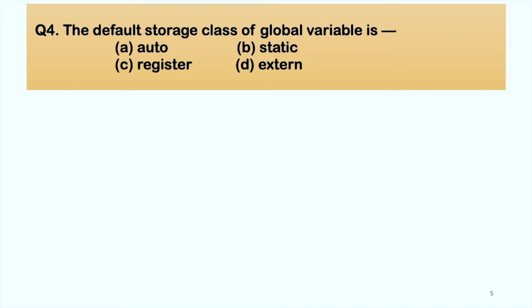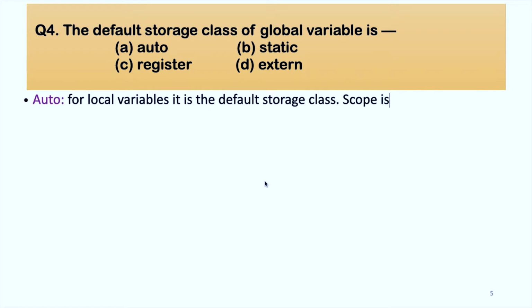This is very important, and many questions come from this part of C, basically the storage classes. There are basically 4 storage classes in C: auto, static, register and external. Among these, auto and static are very important. We'll see them one by one.